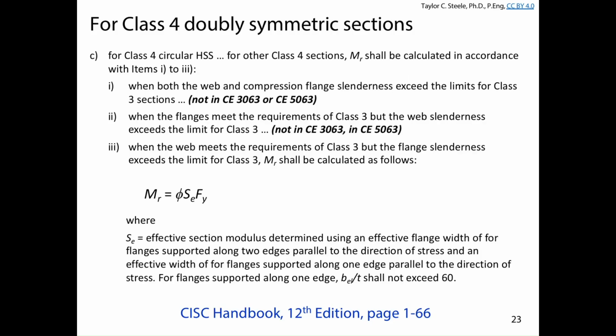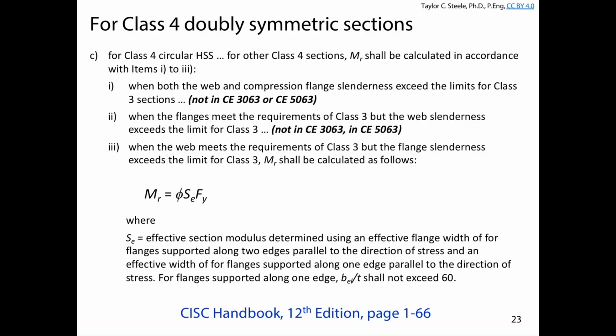So we're not going to talk about situations in this course. Basically, it says for class 4 circular HSS or other class 4 sections, Mr shall be calculated in accordance with one of these things. We're not talking about the situation where both the web and flange exceed slenderness limits. That's more of a cold form thing. We don't talk about that in either course. When the flanges meet the requirements of class 3 but the web exceeds, we're not going to talk about that in this course, but we will talk about it in 5063.